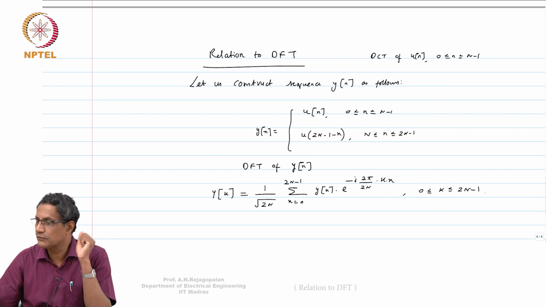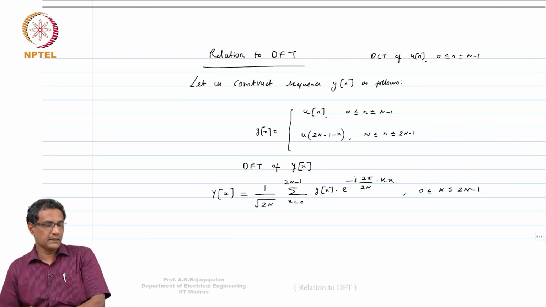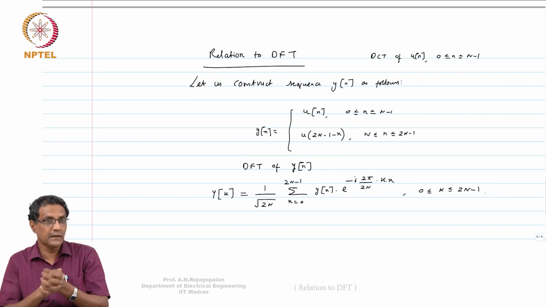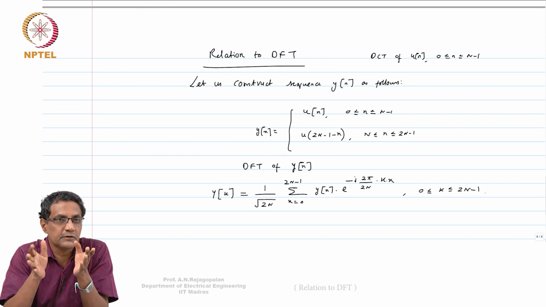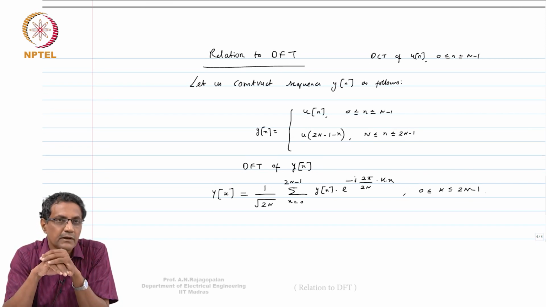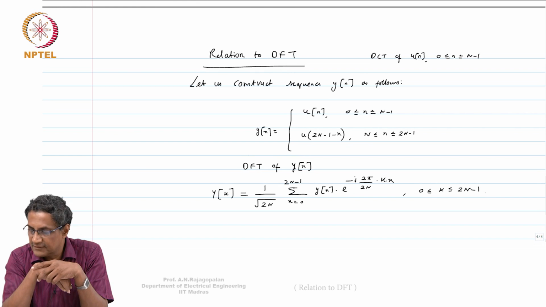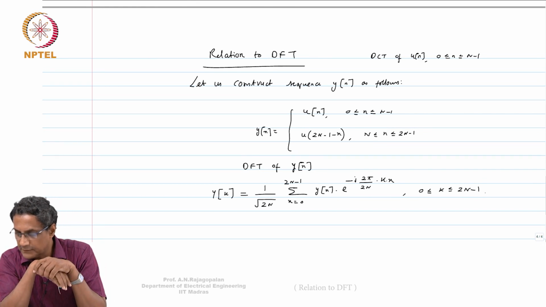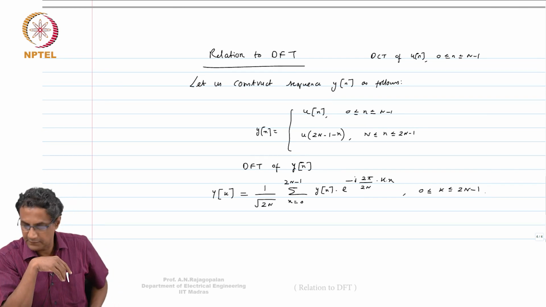On the face of it, it might appear that I have to take a 2N point DFT, which may look like more work instead of an N point DFT. But we will show eventually that you don't actually compute a 2N point DFT. This is only to start the exercise, and along the way we will show that it is actually not required to compute a 2N point DFT.